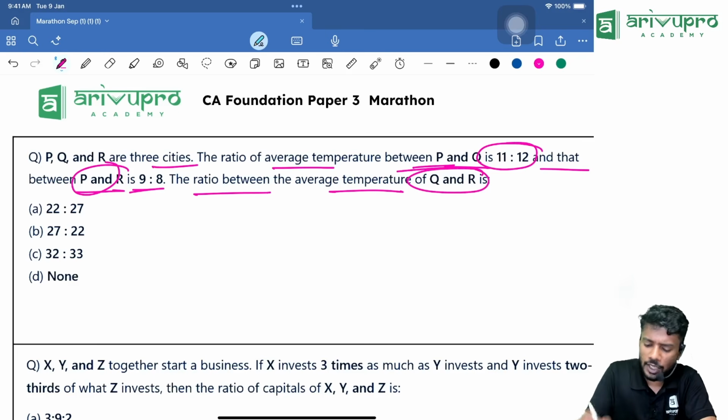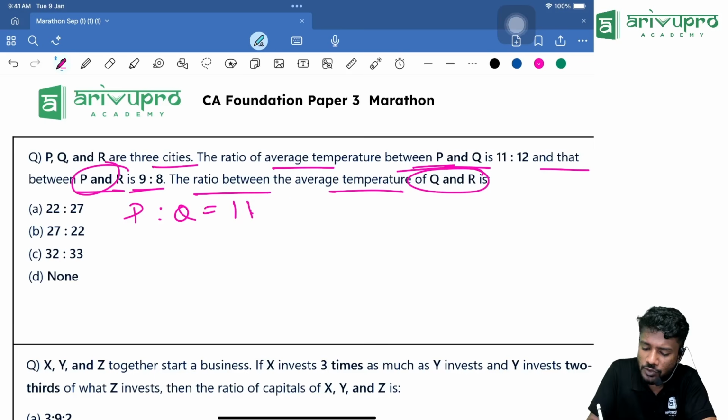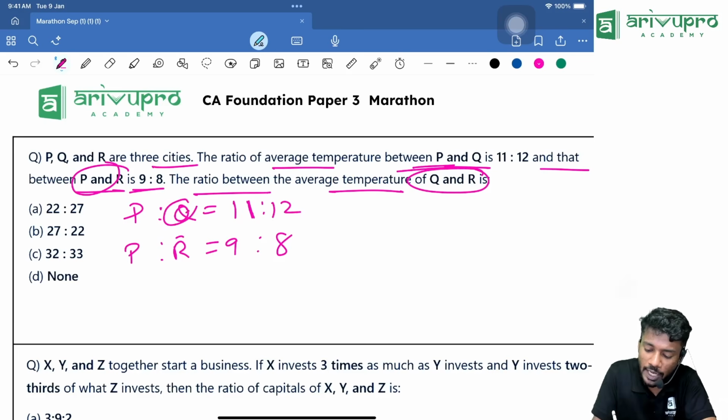Now, P, Q, R are three cities. Average temperature between P and Q, that means P is to Q is given. How much? 11 is to 12. Then P is to R is given. That is how much? 9 is to 8. They are asking us to find the ratio between Q and R.